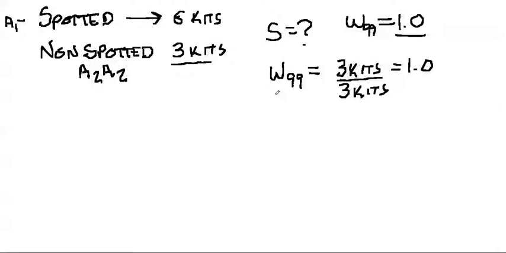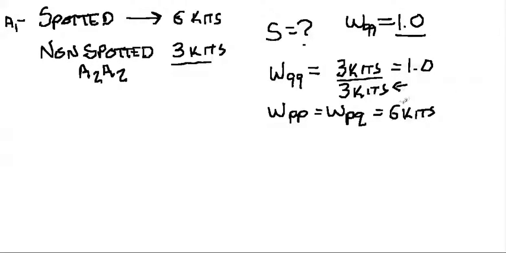Now my fitness for my WPP individuals is the same as that for the WPQ individuals, and that equals 6 kits. But whatever I did to one equation, I must do to the other parts of it. So I divided WQQ by 3 kits, so I'm going to divide this by 3 kits.